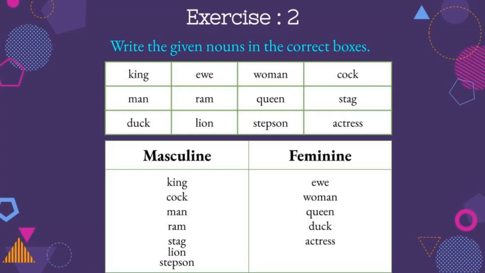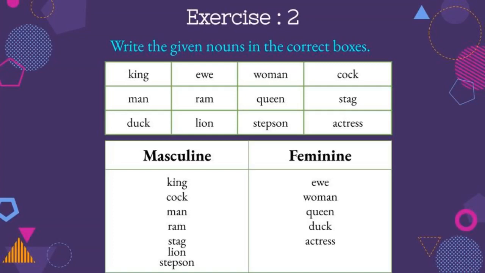And the next word is actress. Actress is a female person. It means a person who works in film industry. We can call a person, especially a female person who works in a film industry, her as actress. So we should write the noun actress in the feminine box.